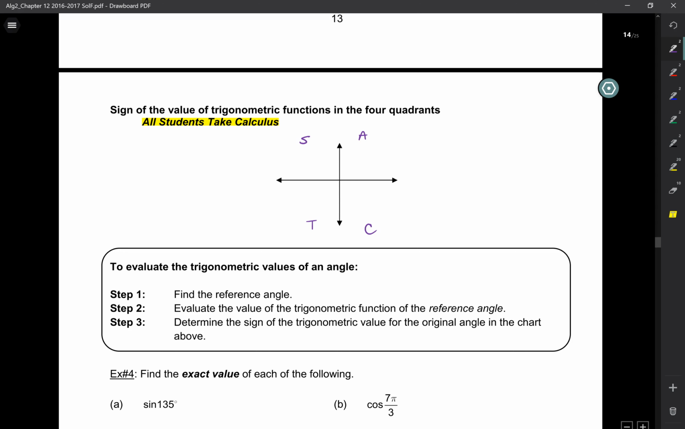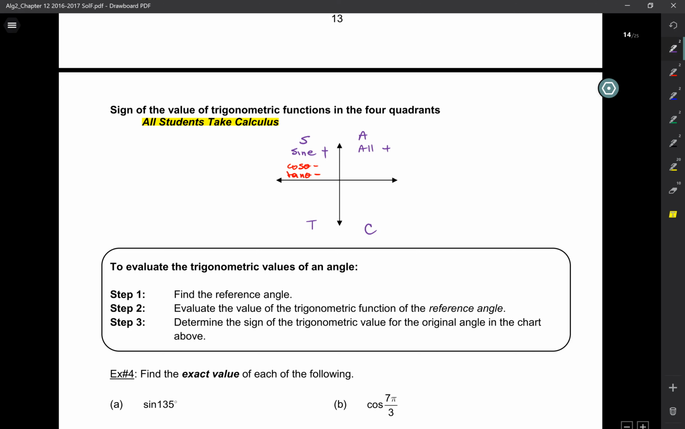Here, for the first quadrant, A stands for all. So all functions are positive there. If an angle falls in the first quadrant and you take the sine of it, it'll be positive. The cosine will be positive. The tangent will be positive. The next one, S, stands for sine. That means in that quadrant, the sine is positive. The rest, the cosine is negative and the tangent is negative.